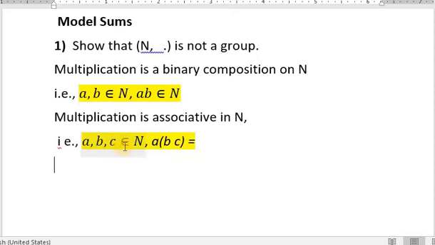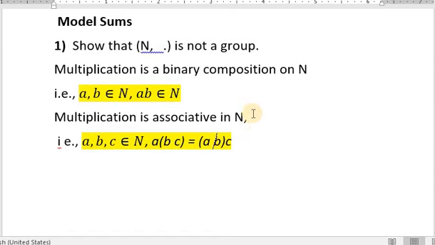So, here a, b, c belongs to N implies that (a into b) into c is equal to a into (b into c). That is, a, b, c belongs to N implies a into (bc) is equal to (ab) into c. So, multiplication is also associative in N, in the set of natural numbers.